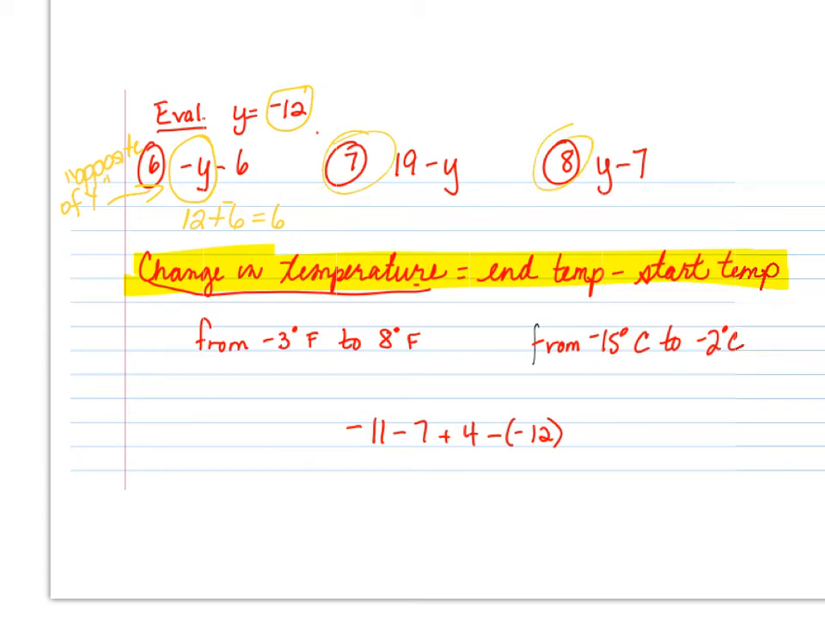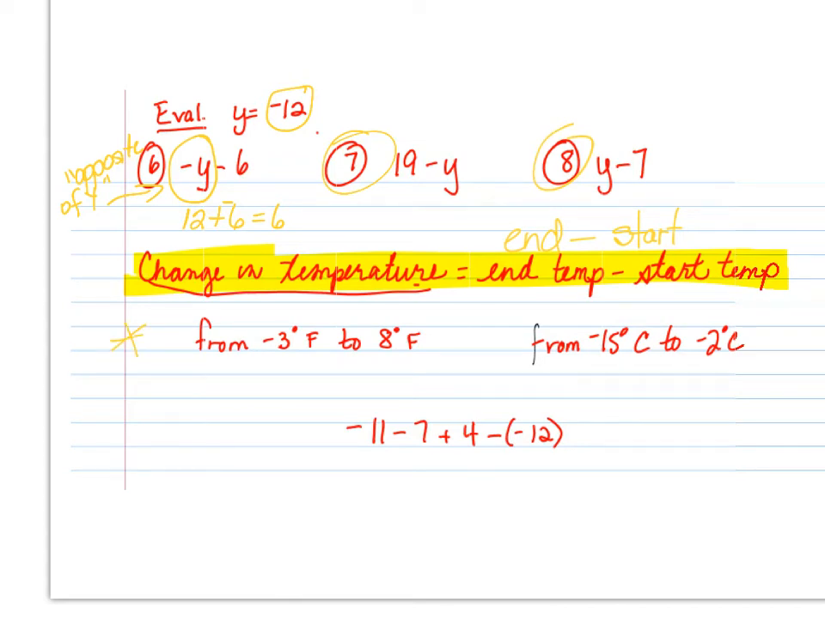Then we're going to talk about when it says the change in temperature or the change in elevation, anything like that. What you're going to do is always take the end temperature or the end height, wherever you ended up, and you're going to subtract where you started from. That's why we say it's the end minus the start, where it began.